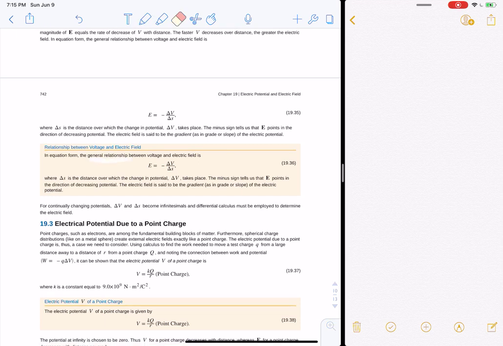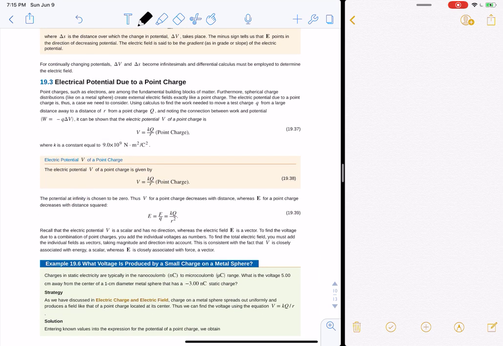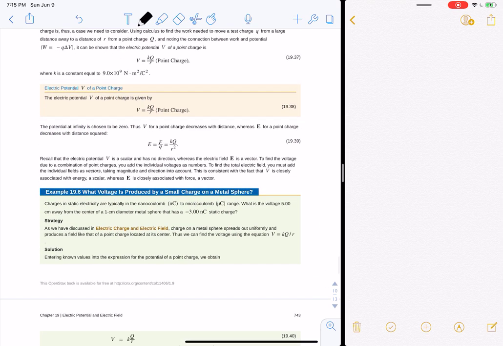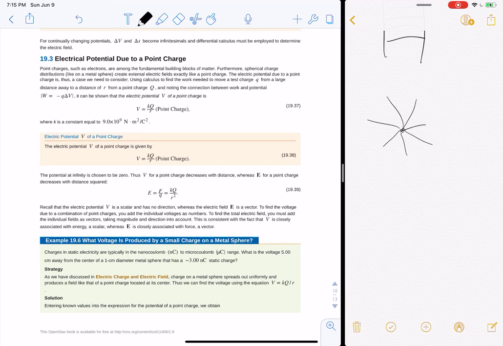So the general relationship between voltage and electric field is V over delta S, where delta S is the distance over which the potential takes place. Okay, so this is just your general rule. All right, 19.3, electric potential due to a point charge. So instead of having the parallel plates and a nice uniform electric field in between them, now we've got a point charge, and we want to know what the potential due to that is. So the way it works is you just say V is KQ over R.